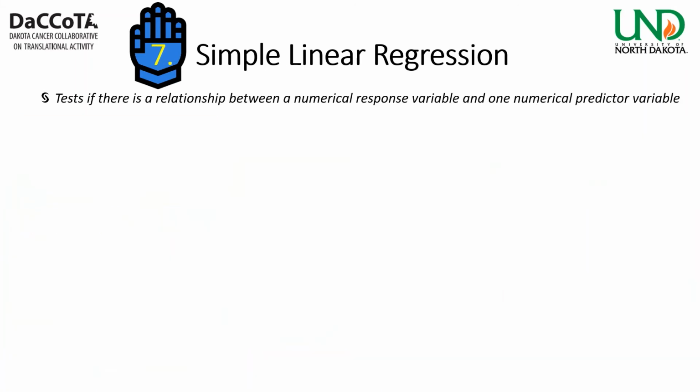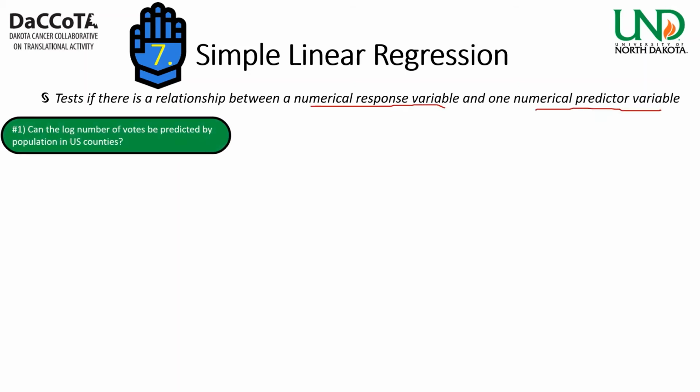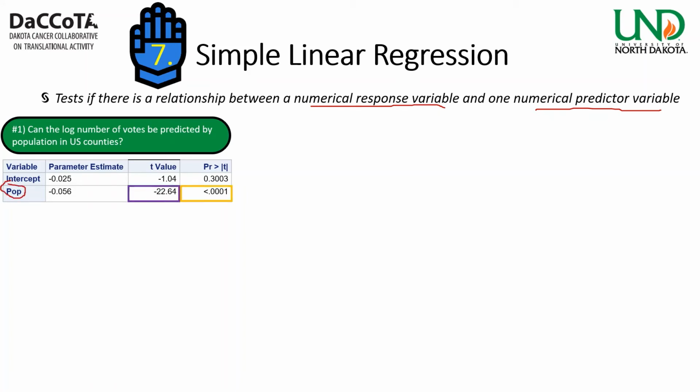Okay, let's switch over to simple linear regression. We had categories with ANOVA and t-test. Now we just have numerical ones. So a relationship between a numerical response and numerical predictor. So simple linear regression. Can the log number of votes be predicted by population in U.S. counties? So we're going to have an intercept, but we're only going to really look at this variable here. Intercept is important for the line of best fit, but not important for the outcomes here.